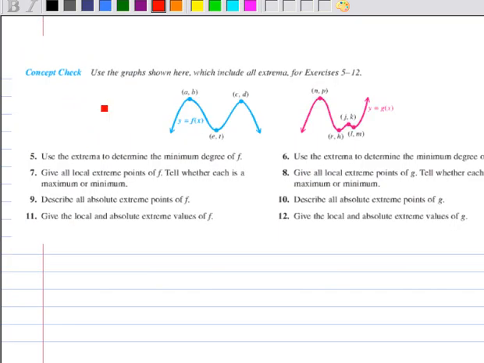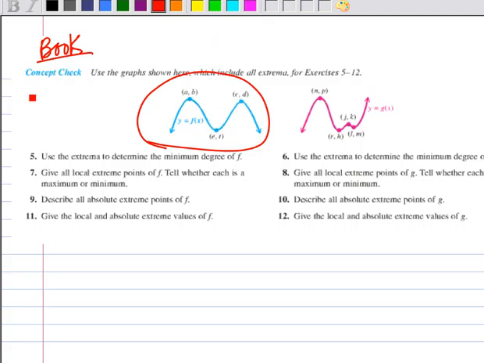Concept check. This is from your book. It says use the graph shown here and answer the questions from 5 through 12. So we'll go through some of these. It says in number 5, use the extrema to determine the minimum degree of f. Okay, so the minimum degree of f, how many turning points is it? Okay, so we have, what, 1, 2, 3 turning points.